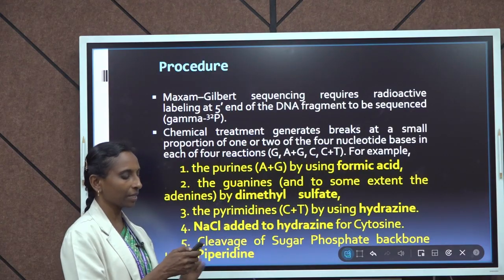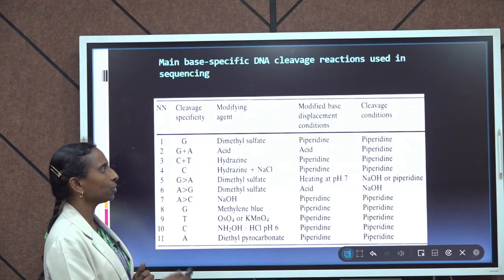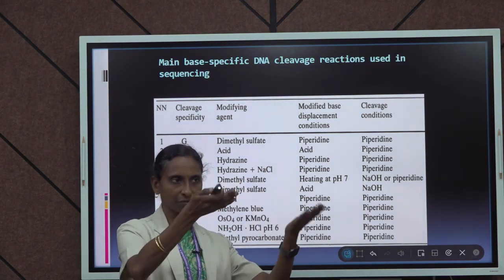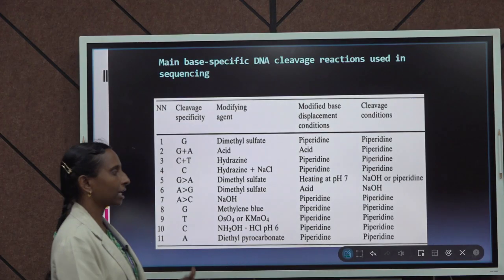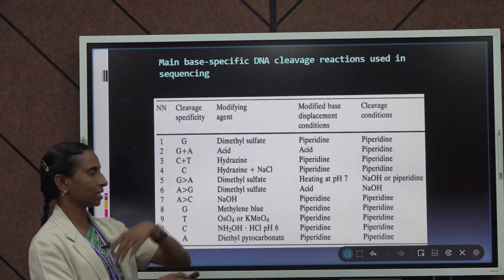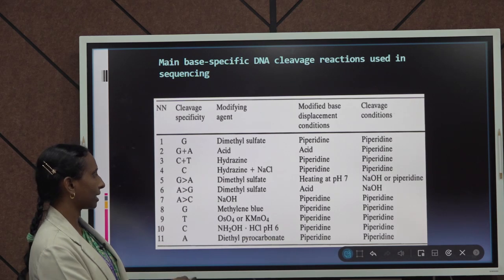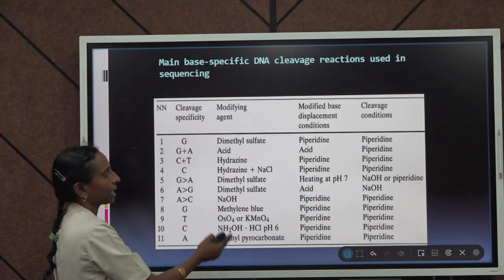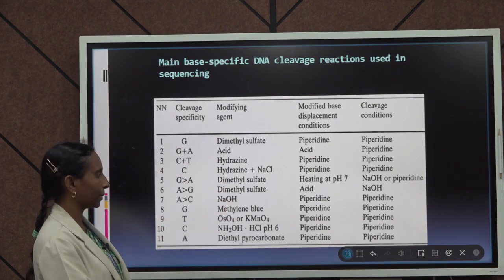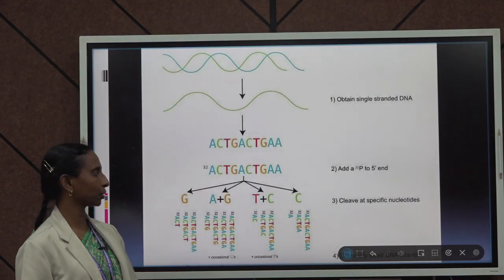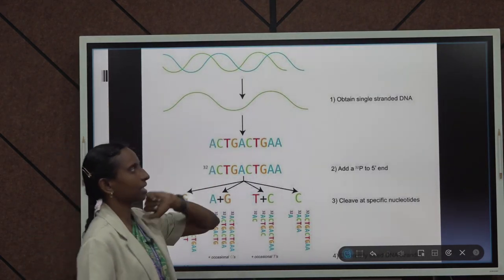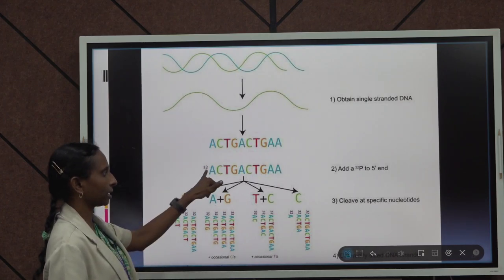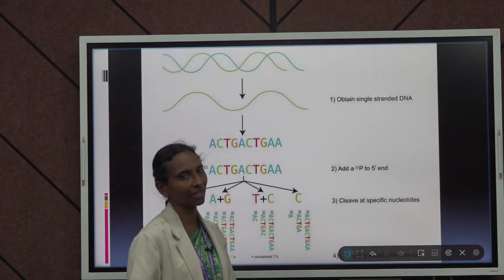Hence, once this chemical treatment is done, the next step is to run the samples which we have collected from all the four tubes in the electrophoresis gel. And here you can see the table which shows us different nucleotides and what chemical agents can be added in order to modify them. So this is how the result will look. Let us assume this was the double stranded DNA. We first obtain the single strand DNA and radio label it. For example, here they have added P32 to the 5' end.